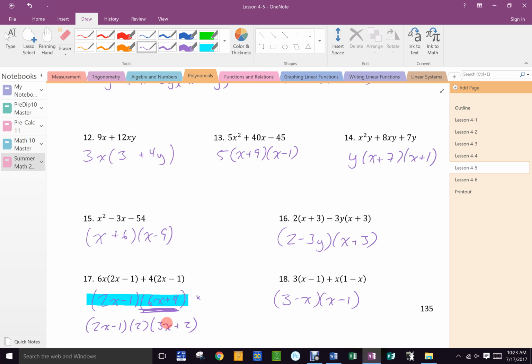Excellent. Turn the page over to 136. Is that a Star Wars voice? No.